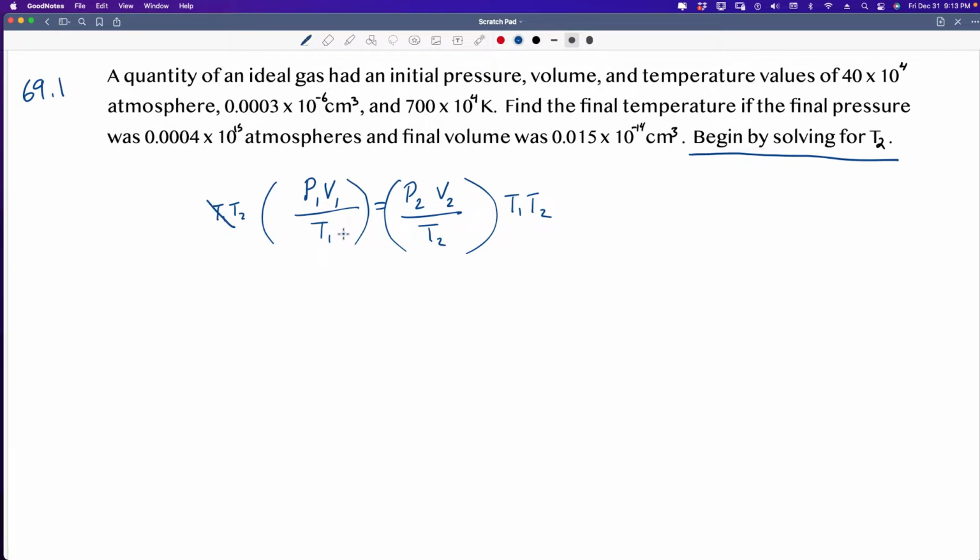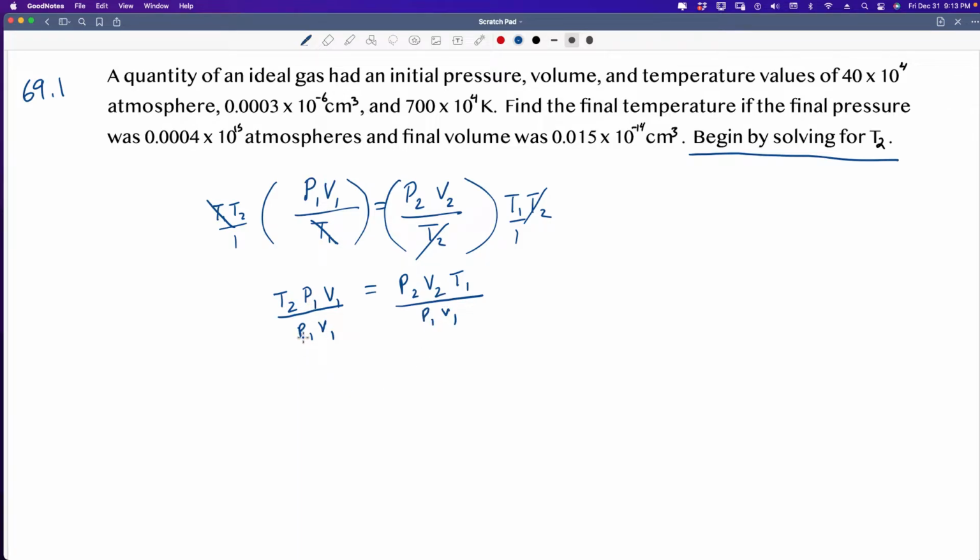So what happens is T1 cancels, and because this is a whole number, it's over 1, this is going to be times this. So we end up with T2 times P1 times V1 equals, this cancels over here, and because this is a whole number, it's over 1, so this is P2 times V2 times T1. Now, we have everything multiplied. We have 3 factors on this side and 3 factors on this side. So all we have to do to get rid of these factors is do the inverse operation, and we know that's division. So we're going to divide on both sides by P1 and V1.